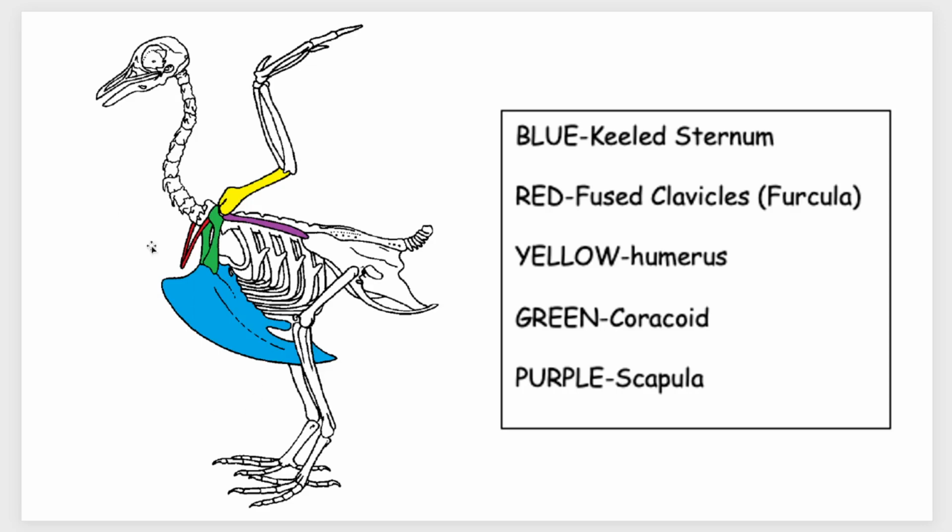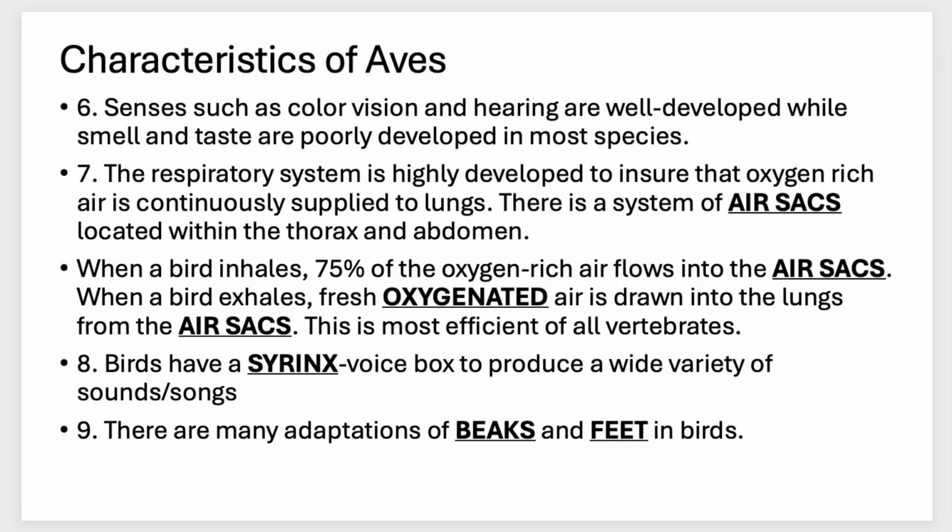So here's just a diagram of what those bones look like. In the blue, you see the large keeled sternum. In the red, we see those fused clavicles, what they call the furcula. And then in the yellow, that would be the upper arm bone, so that would be the humerus. And of course, these have all been modified for flight. And then in the green, you have a coracoid, and in the purple, you have the scapula. So they've all modified their shapes to allow for flight.